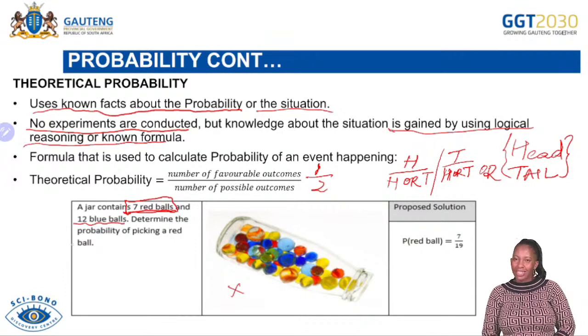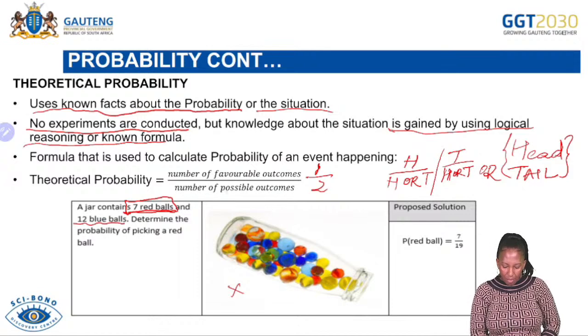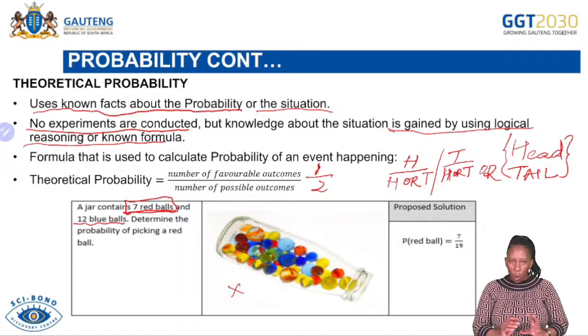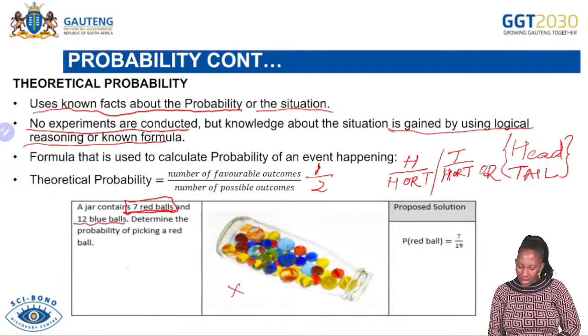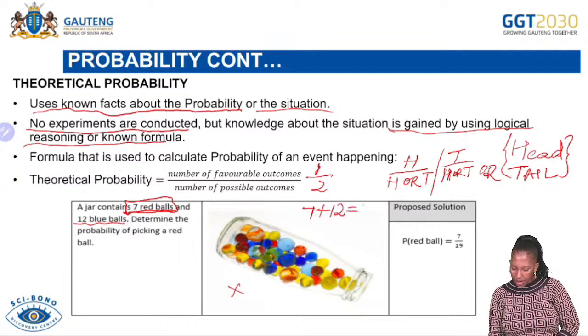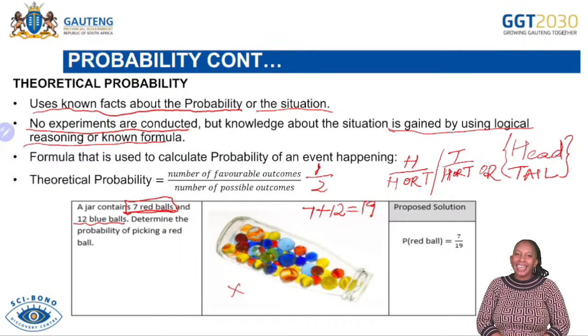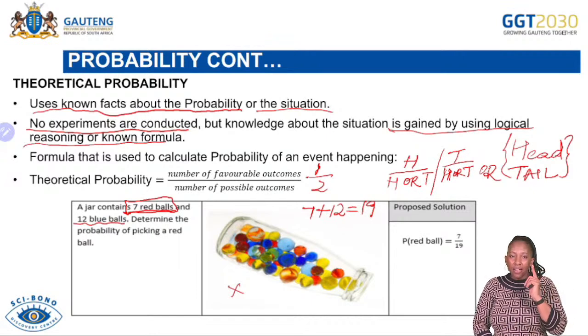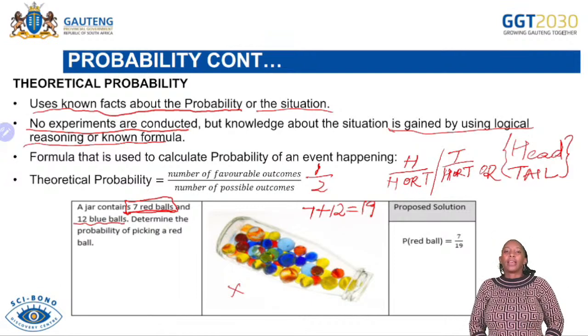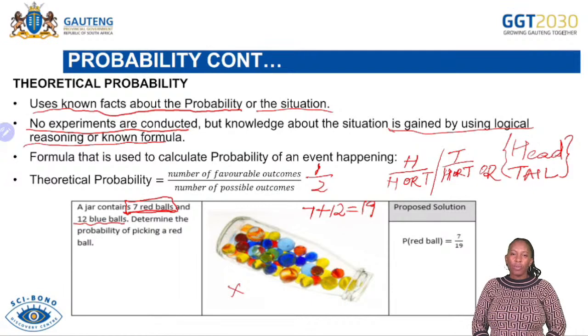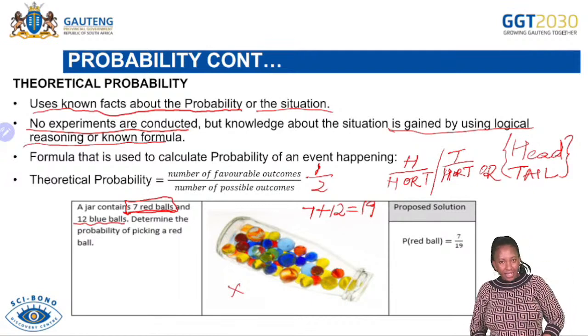Now, remember we say the number of possible outcomes. In total, how many balls do we have in our jar? That means we are having 7 plus 12. That gives us 19. So how many possible outcomes? 19. But for me to get a red ball, there are only 7 chances because there are only 7 red balls. If there were 13 red balls, then the possibility of me getting a red ball would be 13 out of 19.